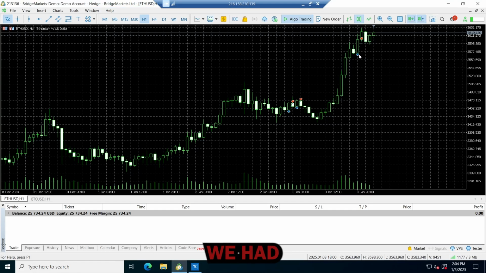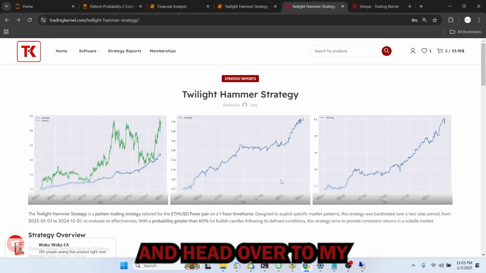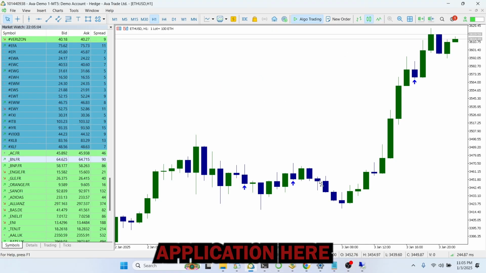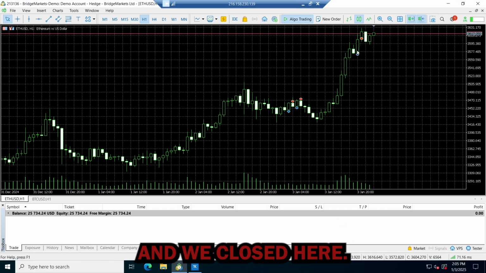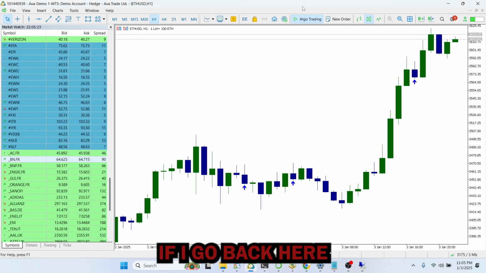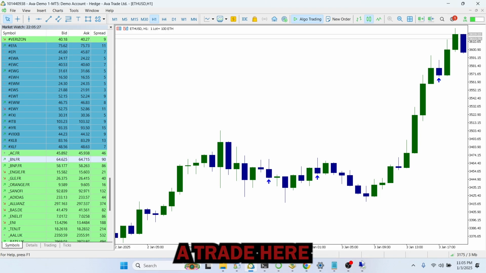You can see we had a buy position here, and we closed that position at the close of this candle. If I minimize this and head over to my application, you can see the indicator here signals to us that the probability of the next candle being a bullish candle is above 60%. So we took that trade here and we closed here, and if I go back here, we also placed a trade here as well.